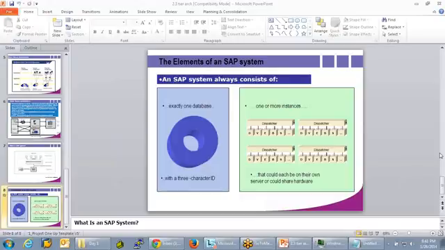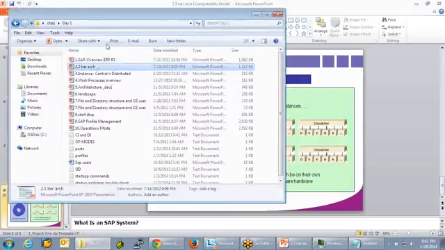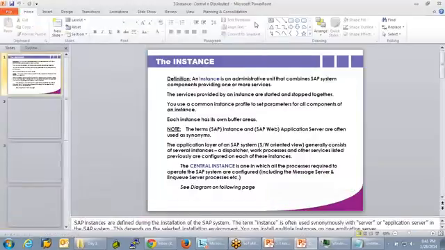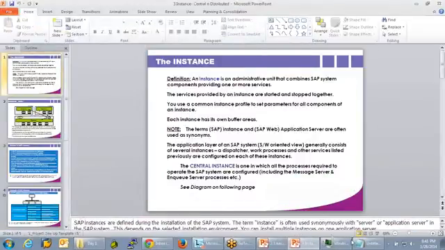As of now, take it that the application layer can contain a maximum of 98 instances. Each instance contains one dispatcher and multiple work processes. That's it. I don't want to confuse you now. Any questions from this point? If no questions, I'm moving to the next slide.